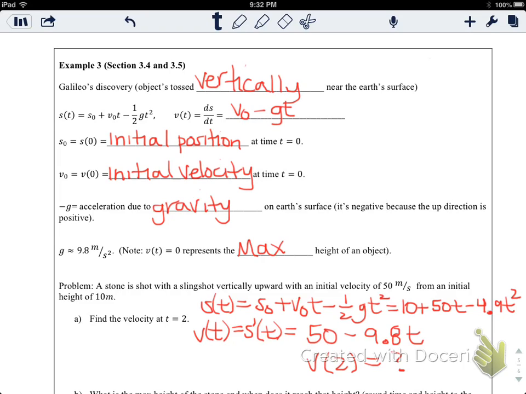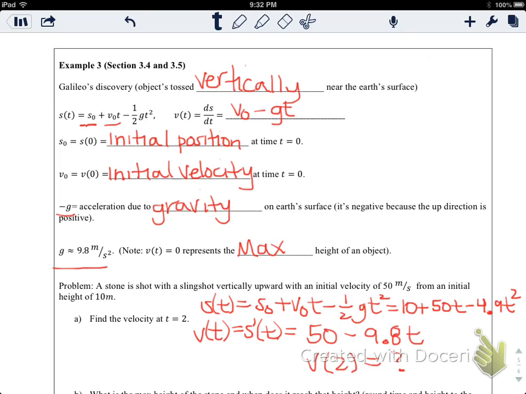Okay, so he discovered that if you toss an object vertically near the Earth's surface, he had a formula for it where s of t equals s naught, which is the initial position, plus v naught, which is the initial velocity, times t, which is time, minus 1/2 times g times t squared. And note that negative g is the acceleration due to gravity.